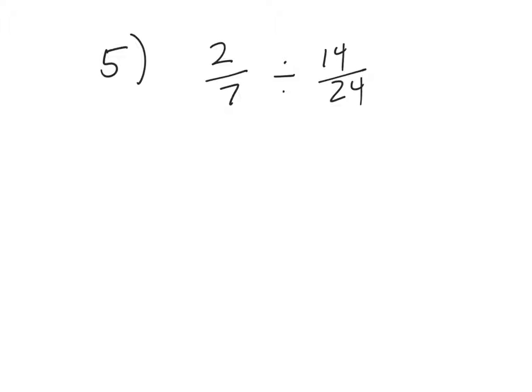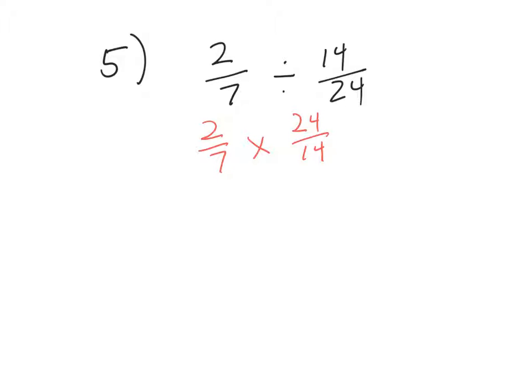On number 5, we're dividing two fractions. We have 2/7 divided by 14 over 24. And if you remember how to divide fractions, you need to keep the first number, change the sign, and then flip the second. And then just multiply straight across.